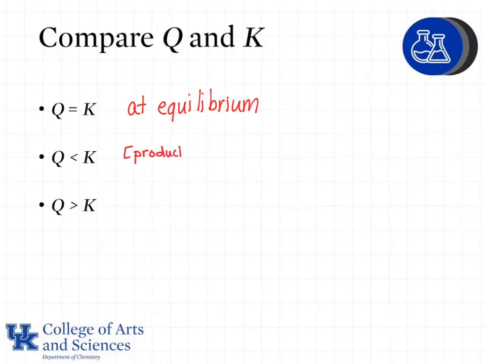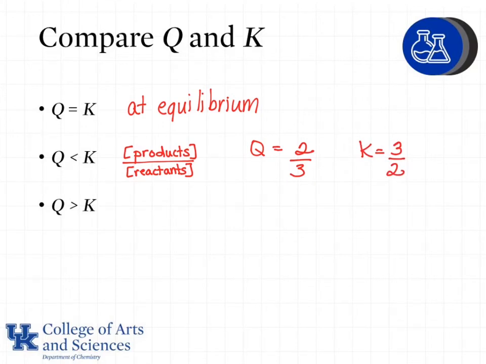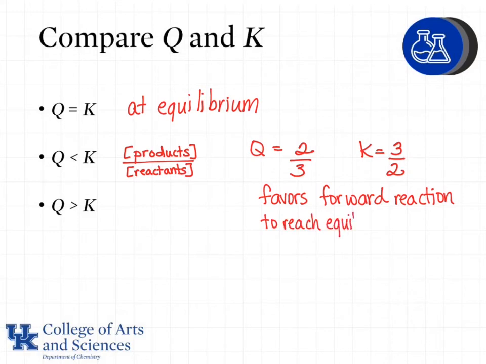And remember, our reaction tells us something about the concentration of products over the concentration of reactants. So if we have a scenario where Q is less than K, such as Q being equal to 2/3 and K being equal to 3/2, we see that Q is less than K, so we know we're not at equilibrium, but we want to figure out which way the reaction is going to proceed or favor in order to reach equilibrium. When Q is less than K, we are going to favor the forward reaction, which means we're going to make more products in order to reach equilibrium.